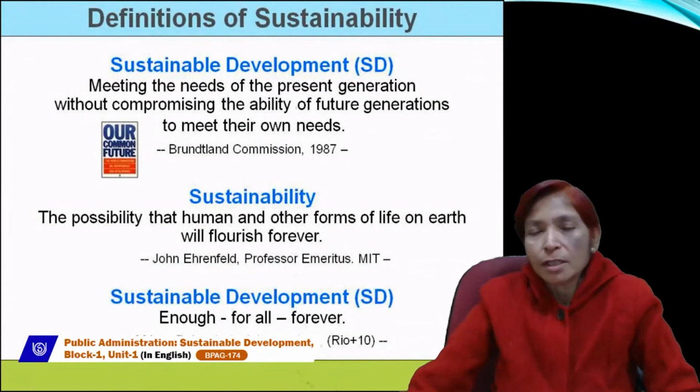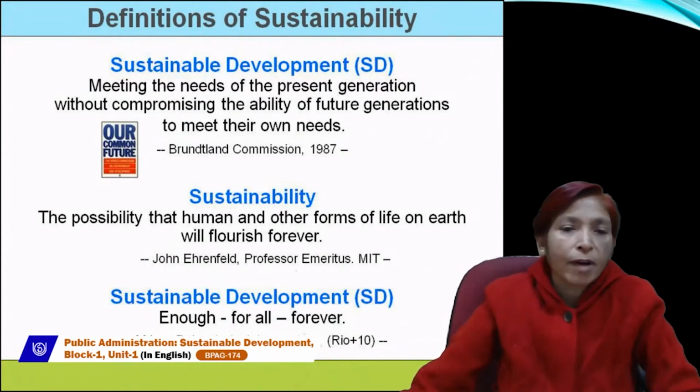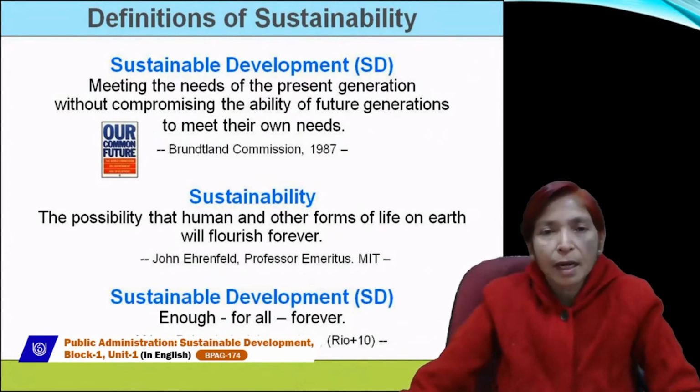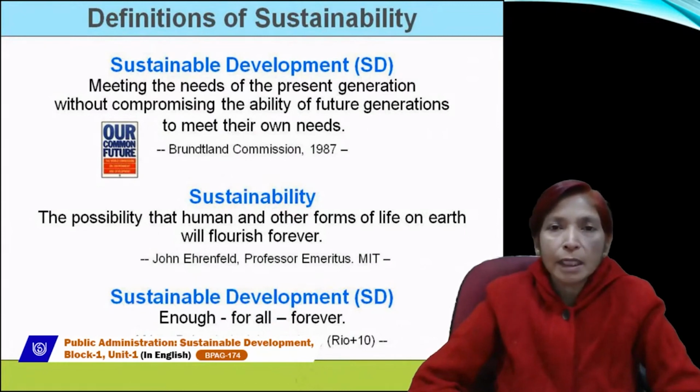Next is the definitions of sustainability. Here, sustainable development and the concept of sustainability were defined by different commissions and different economists. Sustainable development was first introduced and defined by the Brundtland Commission in 1987, which said: meeting the needs of the present generation without compromising the ability of future generations to meet their own needs. And what are our needs? Our basic needs are food, clothes, shelter, education, health, and sanitation.